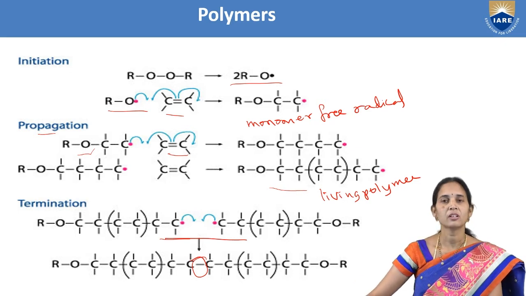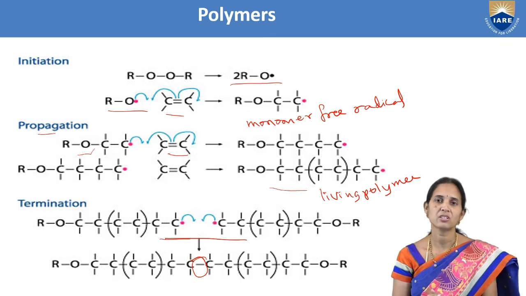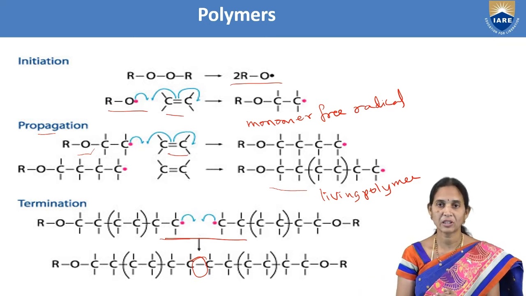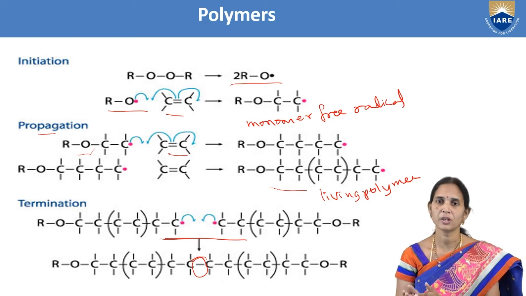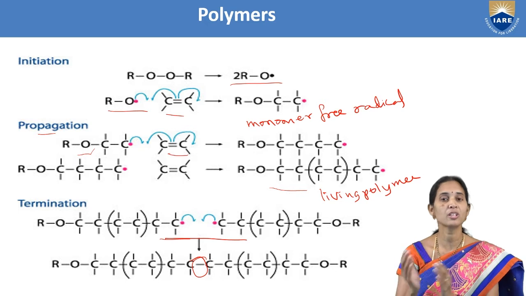So in this addition chain polymerization reaction, in the first step, initiation, we are taking a catalyst, and by homolytic fission free radicals are formed. To these free radicals we are going to add one monomer, for example, vinyl chloride. So what we get? Monomer free radical. To this monomer free radical, we will add a number of vinyl chloride molecules. So we get a living chain formation, a living polymer, a growing chain. Okay, so living polymer is obtained.